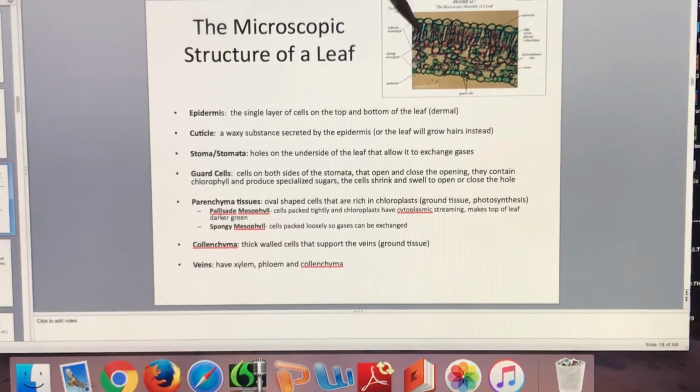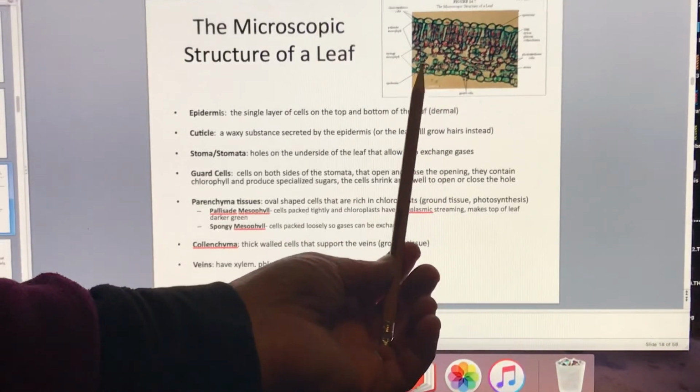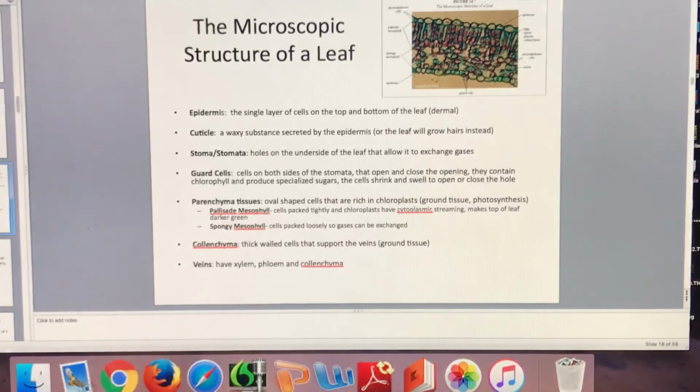These are cells that are tightly packed, and they have what is called cytoplasmic streaming. That's the movement of the chloroplasts through them, and it also makes this tightly packed layer of cells make the top of the leaf a darker green than the bottom. And then you have what's called the spongy mesophyll that is more porous, and the cells are packed loosely, so the gases can be exchanged as they come in through the stoma. Then they can permeate these different tissues.